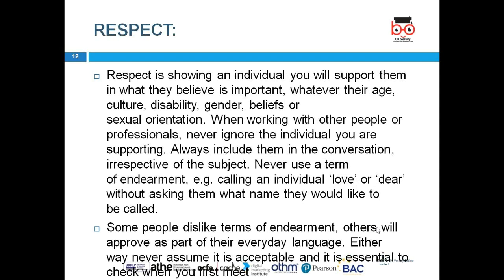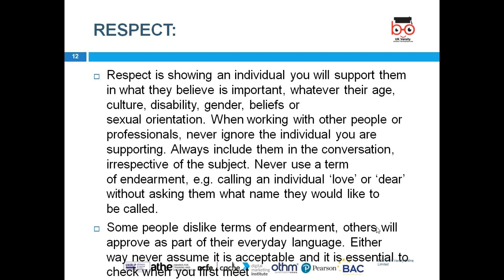So on to respect. This is the last point for 1.1. Respect is showing an individual you will support them in what they believe is important, whatever their age, culture, disability, gender or beliefs or even sexual orientation. When working with other professionals, don't ignore the individual you're supporting. Include them in conversations, no matter if they might understand it or not.